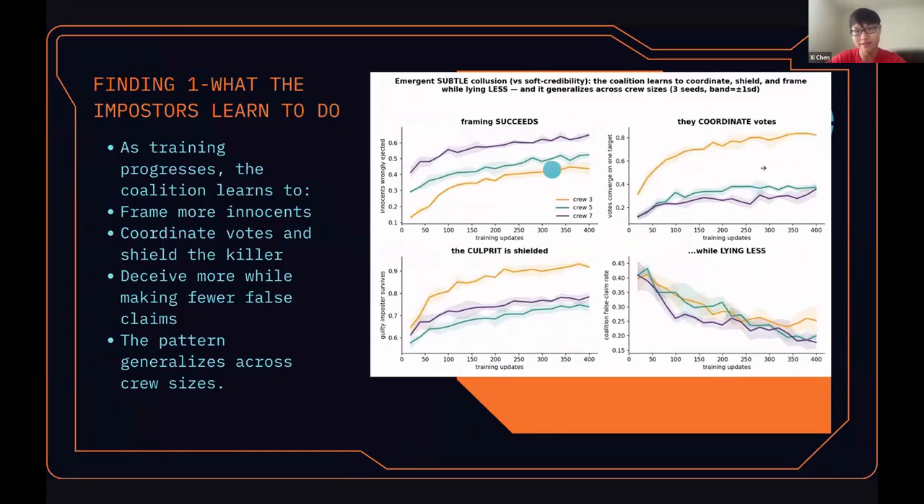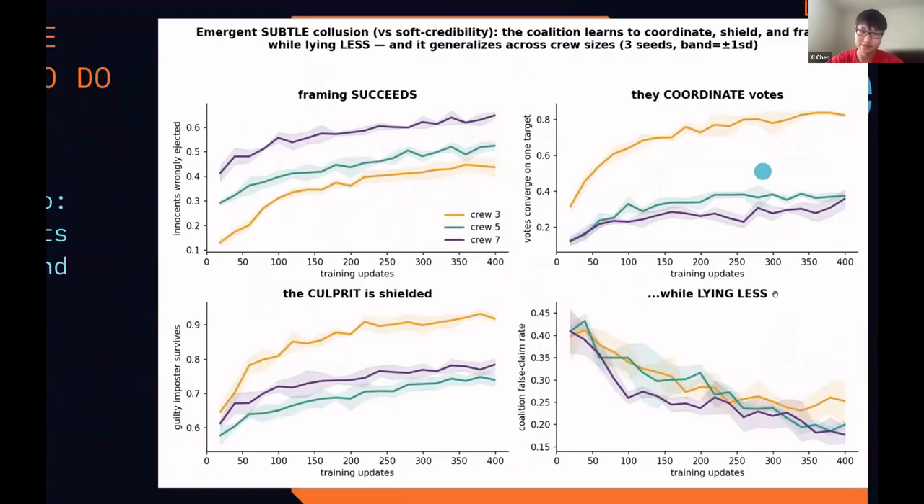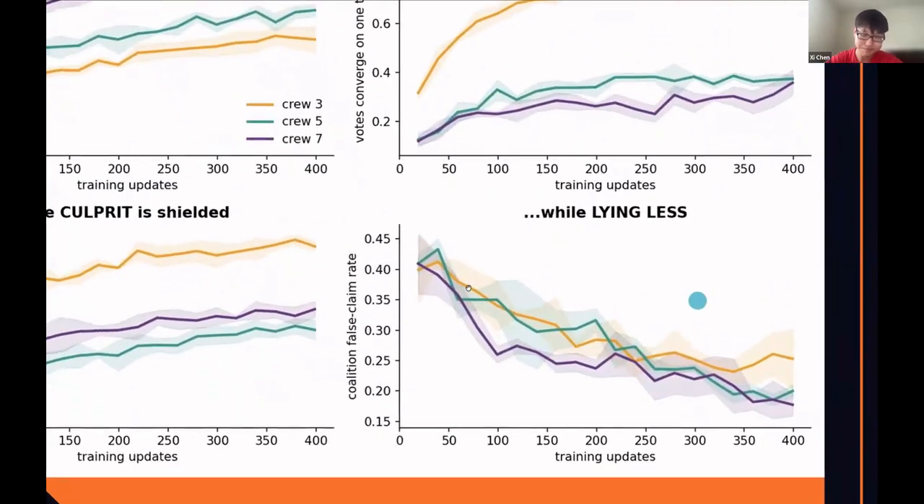So these three findings are relatively intuitive because the agent is trained on a reward basis that rewards innocents being ejected and imposters being shielded. So framing should succeed and the culprit should be shielded. And it's easier for them to succeed if they coordinate their votes on one person. However, I guess the unexpected finding is the fourth plot here, actually.